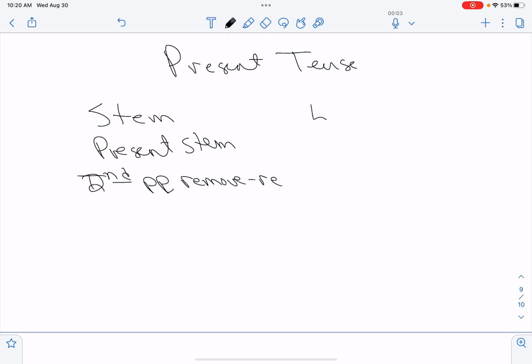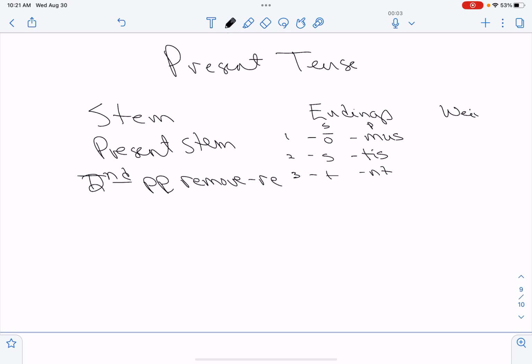For the endings, you're going to use the endings you're already familiar with. O, S, T, mus, tis, nt. So you've already seen those endings when you've been reading. You just probably haven't kind of formalized them. And again, this is first, second, and third person, and this is singular or plural.